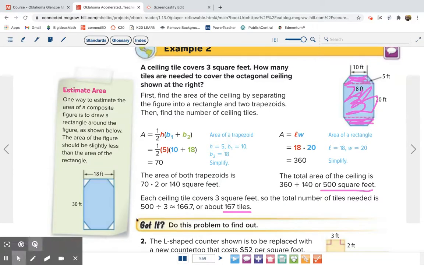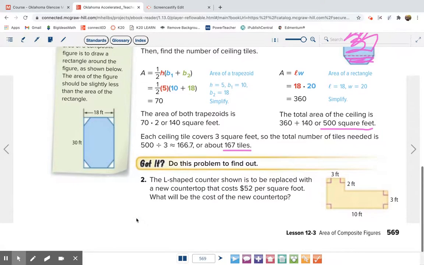So y'all are going to try a real world problem. It says the L-shaped counter shown is to be replaced with a new countertop that costs $52 per square foot. What will be the cost of the new countertop? So first you're going to have to figure out the area of this composite figure and then figure out how much it would cost to replace those countertops. Pause the video, try that problem, and then I will go over it with you.